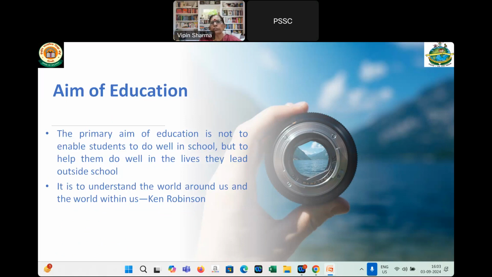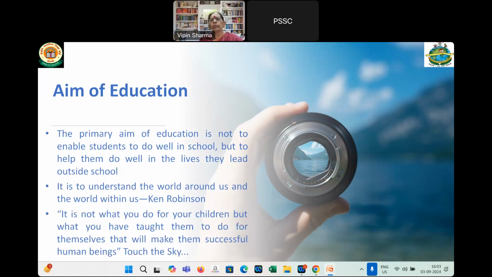Now, the aim of education. Before I move further, I would like to dwell upon the primary aim of education. It is not to enable students to do well in school, but to help them do well in the lives they lead outside the school. It's to understand the world around us and the world within us. This art integrated learning definitely focuses on the overall holistic development of students. It is not what you do for children, but what you have taught them to do for themselves that will make them successful human beings. They can touch the sky, they can do wonders.